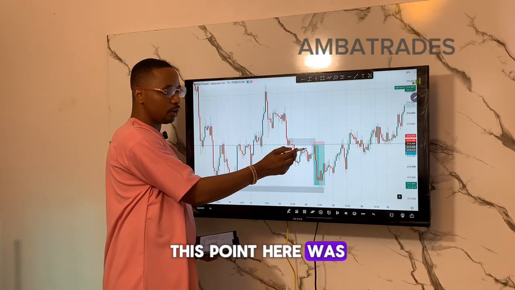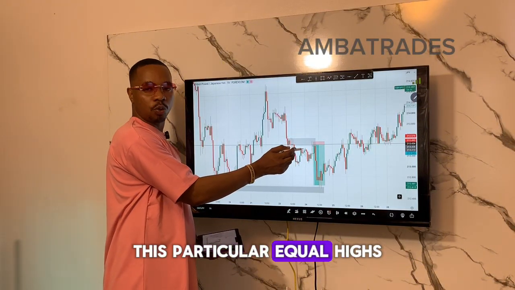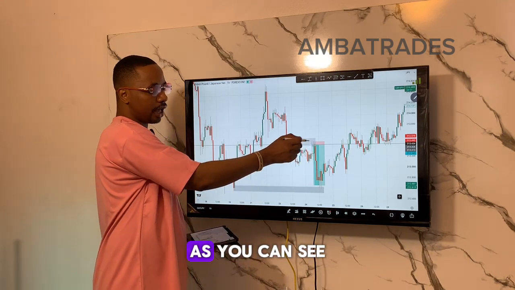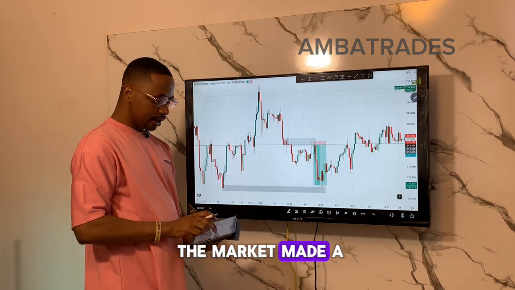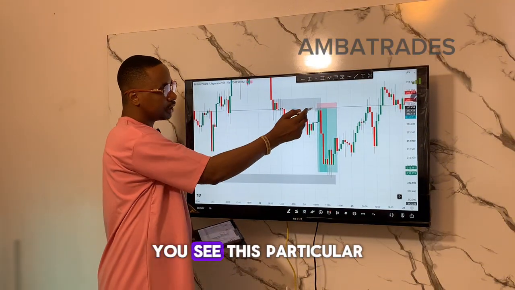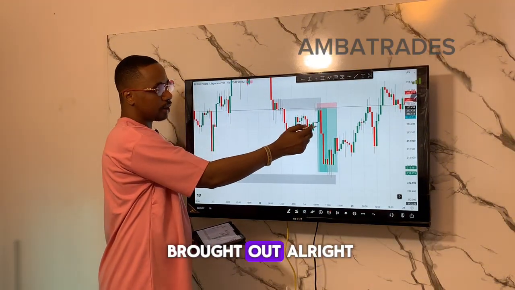This point here was my liquidity. This particular equal highs here was my liquidity. Then I waited for the market, came up here. As you can see, the market made a very crazy movement that day. You see this particular wick that the market brought out, all right?